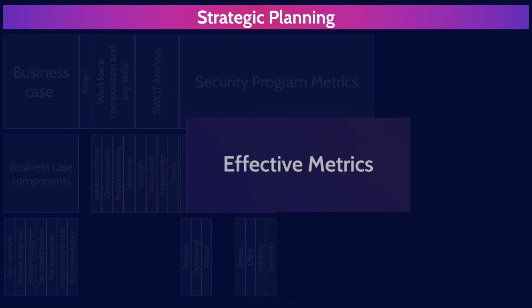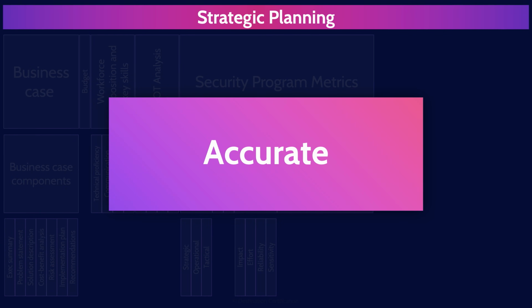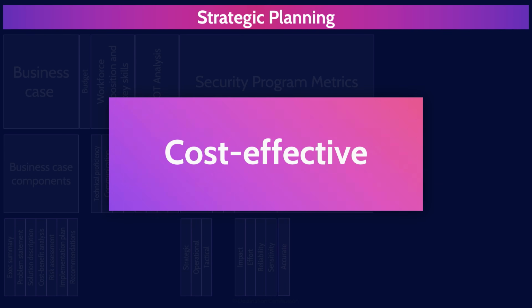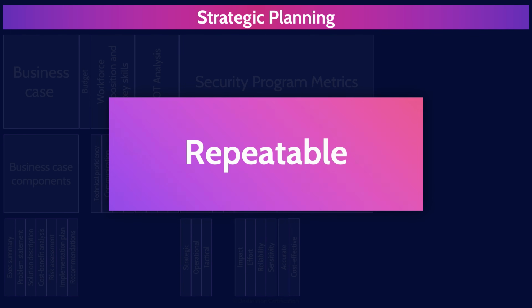To start us off, accurate metrics play a pivotal role in ensuring that decision-making is grounded in reliable evidence. Secondly, cost-effective metrics deliver valuable insights without excessive collection or analysis expenses. Next, repeatable metrics follow standardized collection and calculation procedures that produce consistent results across different time periods and evaluators.